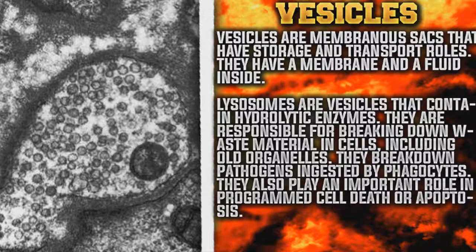The next organelle is a lysosome. Lysosomes are specialized forms of vesicles that contain hydrolytic enzymes. They are responsible for breaking down waste material in cells, including old organelles. They play an important role in the immune system, as they are responsible for breaking down pathogens ingested by phagocytic cells. They also play an important role in programmed cell death, or apoptosis.